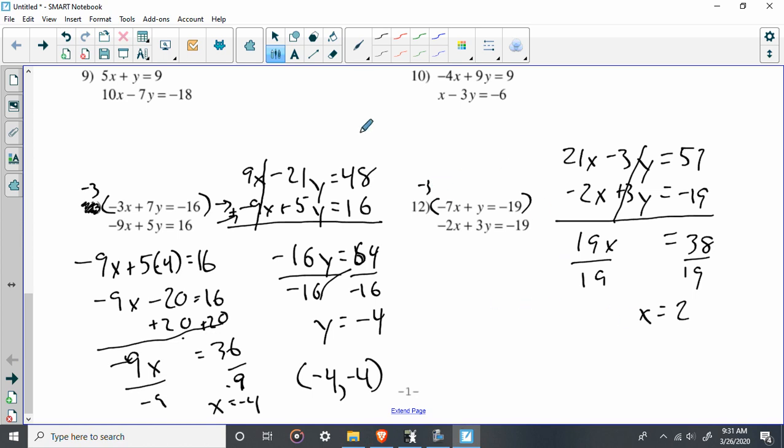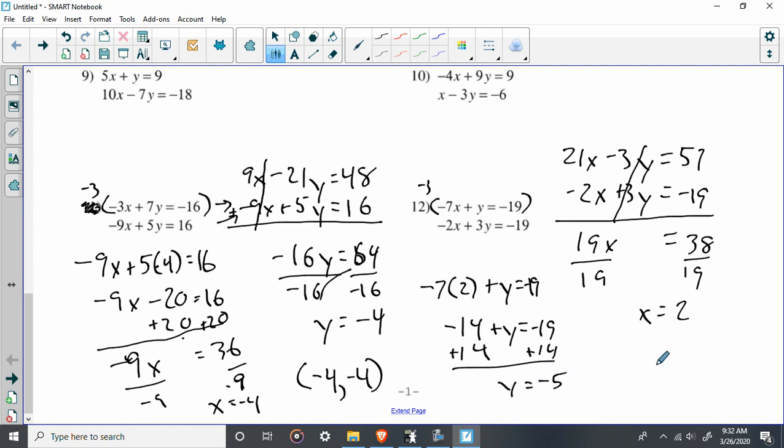X is equal to 2. Again, let's plug it back into the first one because y is by itself. We'll say negative 7 times 2 plus y is equal to negative 19. Negative 14 plus y is equal to negative 19. We're going to add 14 to both sides. I'll find out that y is equal to negative 5. Go ahead. X is 2. Y is negative 5. Okay?